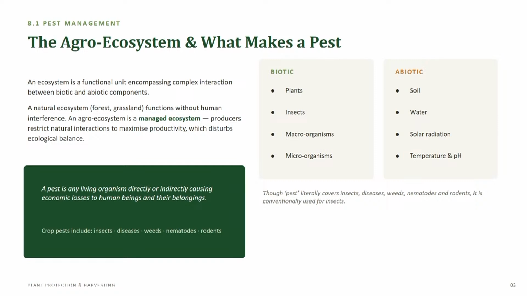So, here we can define a pest like this. A pest is any living organism that directly or indirectly causes economic losses to human beings and their belongings. So, this crop pest may include various types of insects, bacteria, fungi, viruses or nematodes.